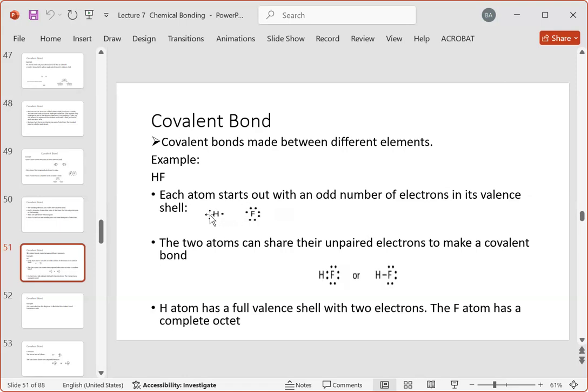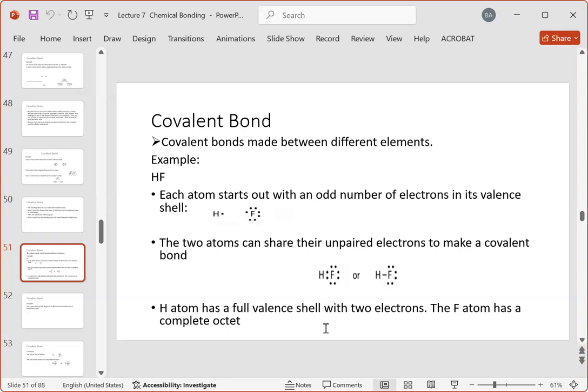This hydrogen has one electron in its outer shell, and the fluorine has seven. It has three lone pairs, one, two, three, and then one electron that is not shared. But it needs to satisfy its octet. So in the presence of hydrogen, it shares that one electron with the hydrogen that also has one. Then hydrogen will have two.